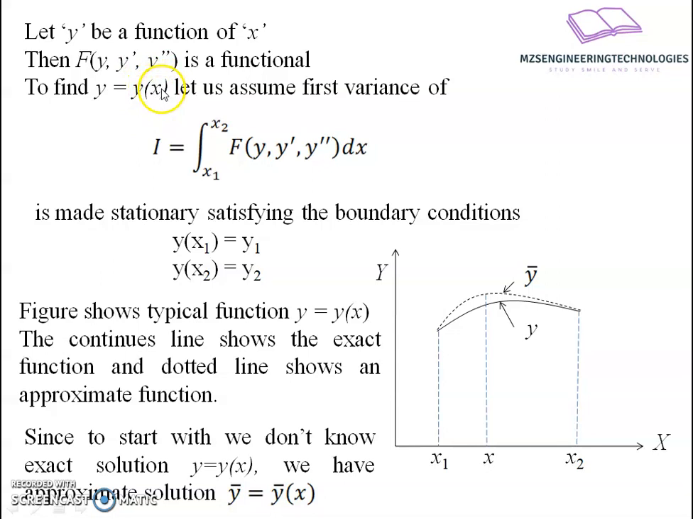Now we are interested to know the value of y at any interval x and its first variation. So we are going to estimate the relation I equals the integration from x1 to x2 of the functional into dx. Means we are going to have variation over the entire span. And we try to make this value appear as a stationary value by applying certain boundary conditions: y at x1 is y1, and y at x2 is y2. Means we are going to make the value appear in a stationary range.